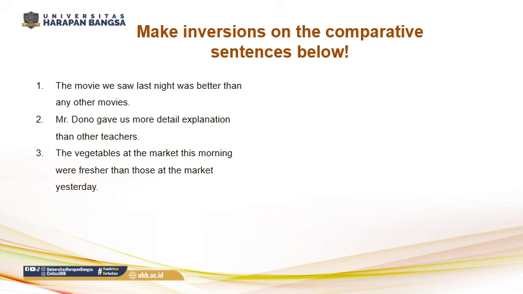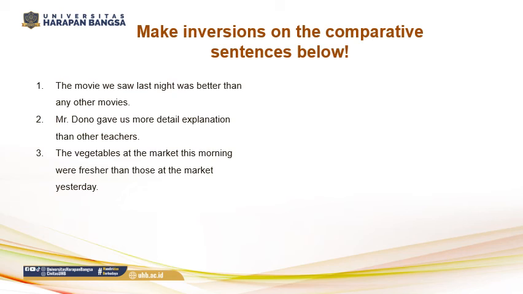Sekarang nomor 2. Mr. Dono gave us more detailed information than Mr. Dono gave us more detailed explanation than other teachers. Here you have comparative using verb. Kita punya komparatif dengan menggunakan verb ya. Ada kata gave. Jadi pada bentuk inversinya tinggal diganti menjadi do, does, atau did. Lihat konteks kalimatnya. Ada kata gave. Gave adalah verb 2 ya. Berarti konteksnya adalah lampau. Berarti mana yang kalian pakai pada inversinya? Apakah do, does, atau did? Yes. Kalian harus pakai did ya.